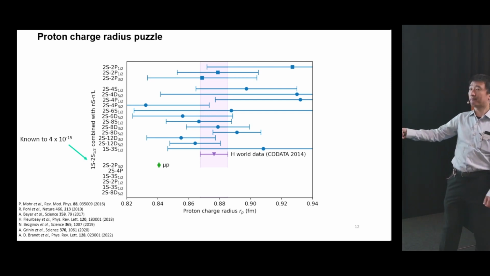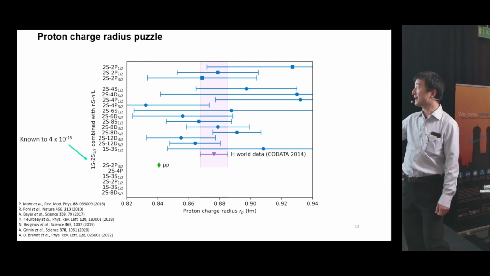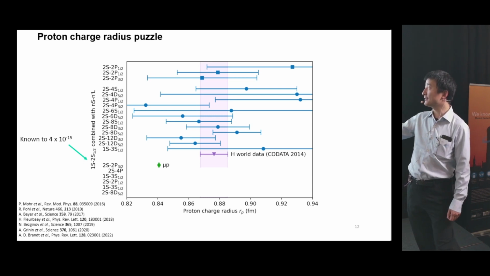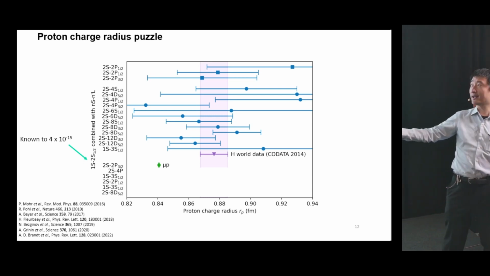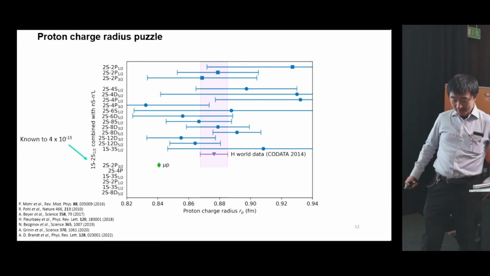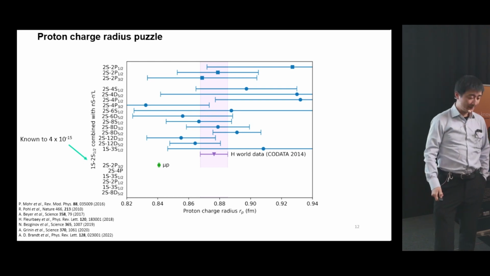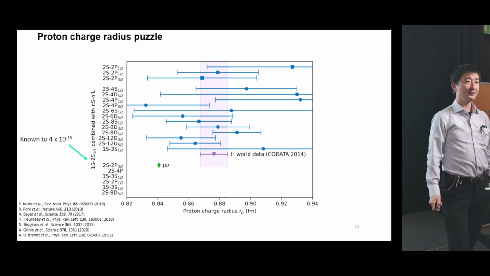And therefore, by performing spectroscopy on muonic hydrogen, the charge radius can be determined very precisely with very small error bars. And actually, this looks somewhat inconsistent with the hydrogen average data. And this is called the proton charge radius puzzle. This is a very interesting observation.